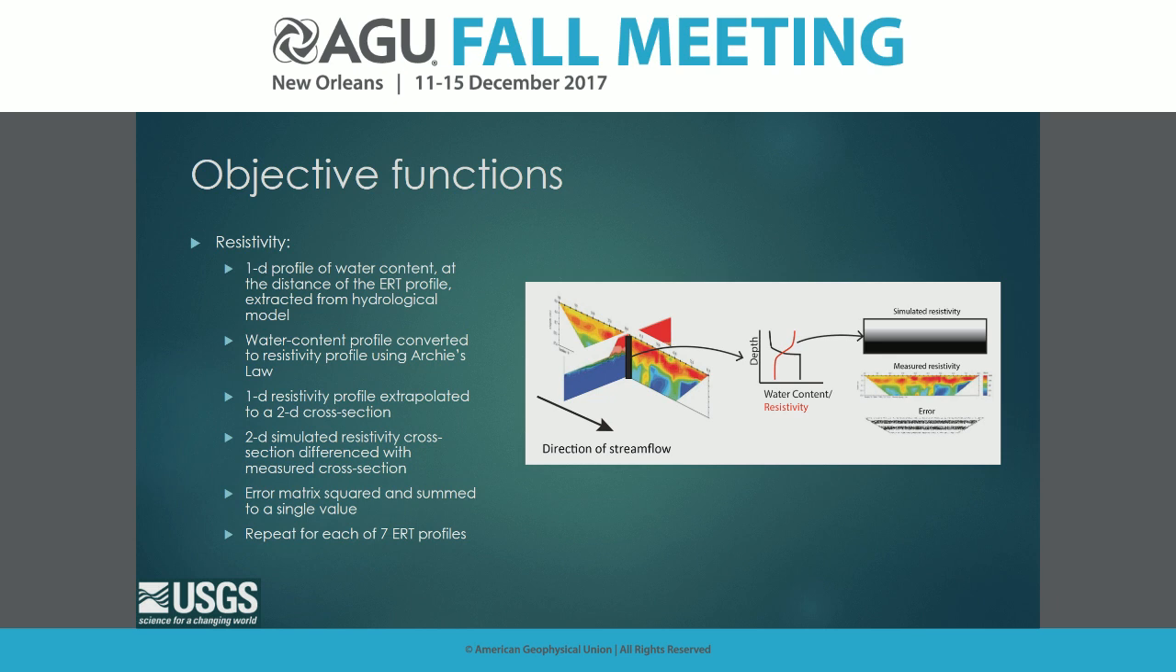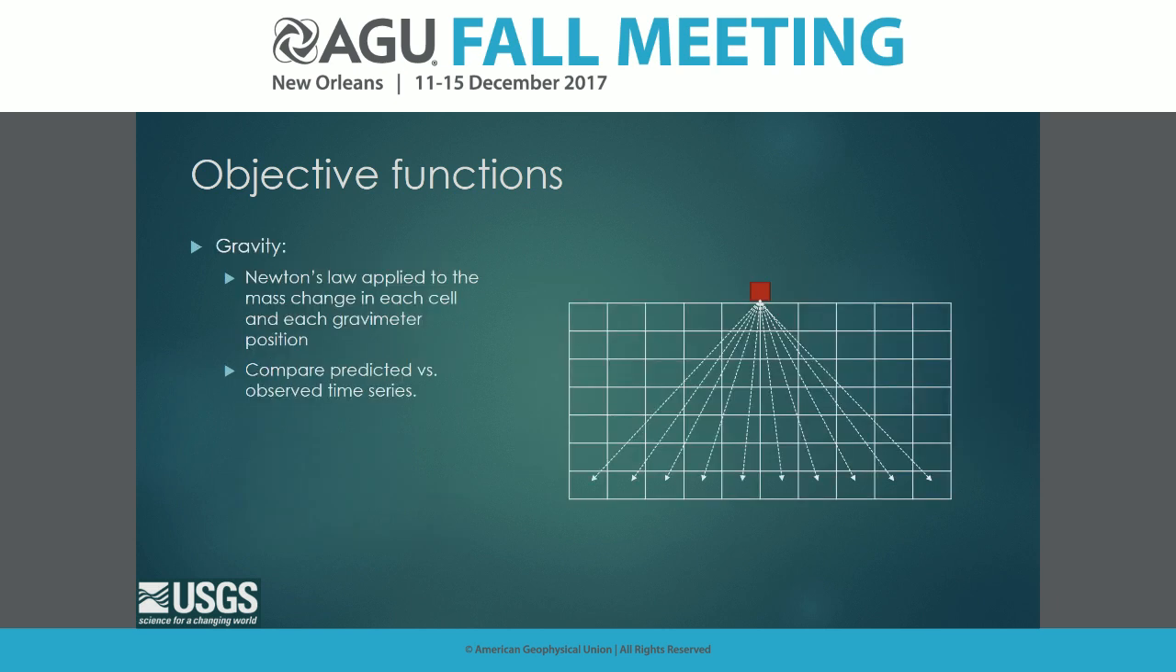Then it's just a matter of squaring and summing each term in the error matrix and repeating that and summing for each of the 7 ERT profiles. So we get a single objective function for the ERT. Gravity is easier. We just use Newton's law relative to each cell and each gravimeter position with the simulated mass change in each cell. So we have a predicted time series. We can use a sum of squared differences with the observed time series.